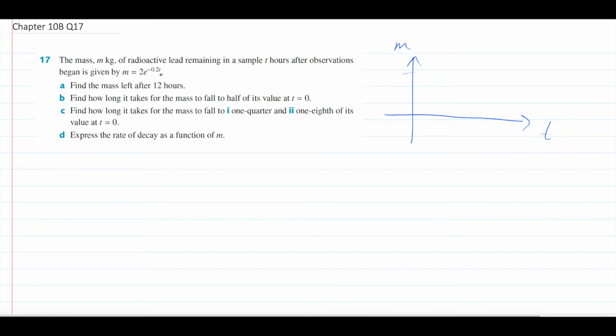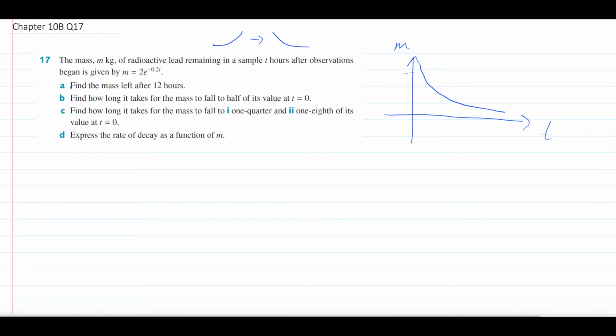Just judging by this exponential equation, exponential typically looks like this, but because there's a negative at the power, there's a reflection in the y-axis. So this graph then turns into this graph. Your rate of decay, we don't know what it's like, but it might look something like that, or something like this. It's decreasing over time. That's all we need to know. And then let's answer the question.